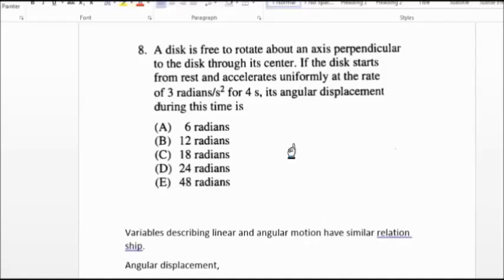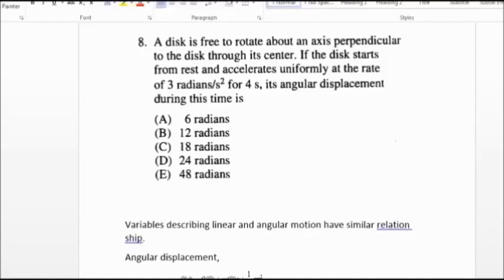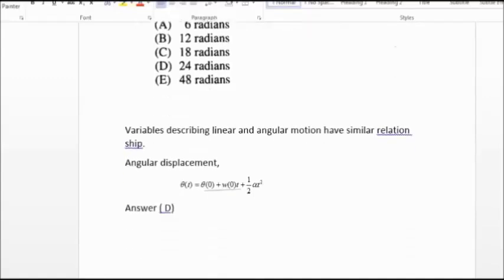We know that the kinematic relations are the same or similar for angular motion as for linear motion. So we use the relation for angular displacement, which is theta_t = theta_0 + omega_0 t + half alpha t squared, where theta is the displacement, omega is the angular velocity, alpha is the angular acceleration, and t is the time during which the displacement has taken place.